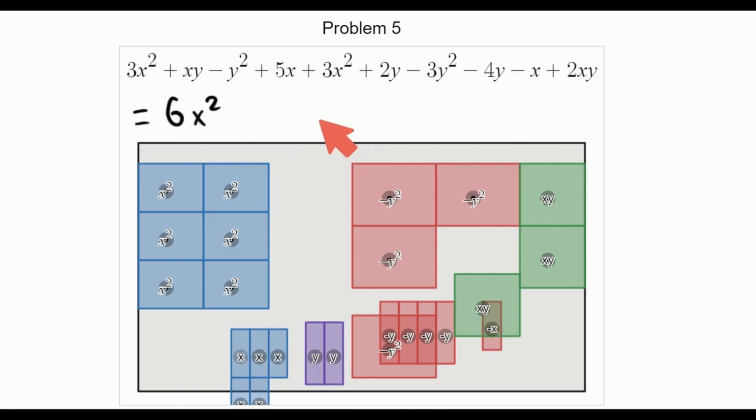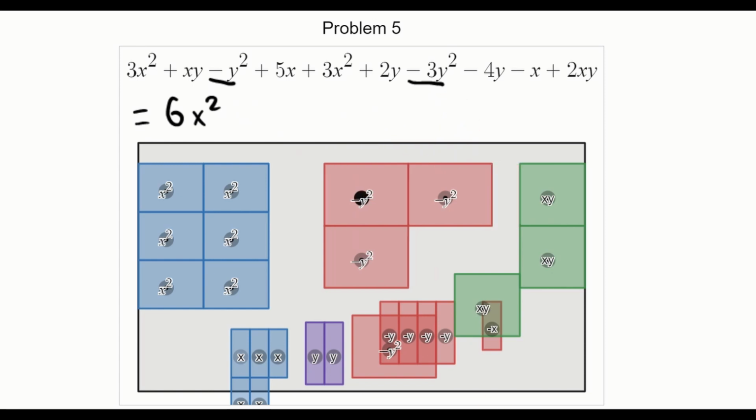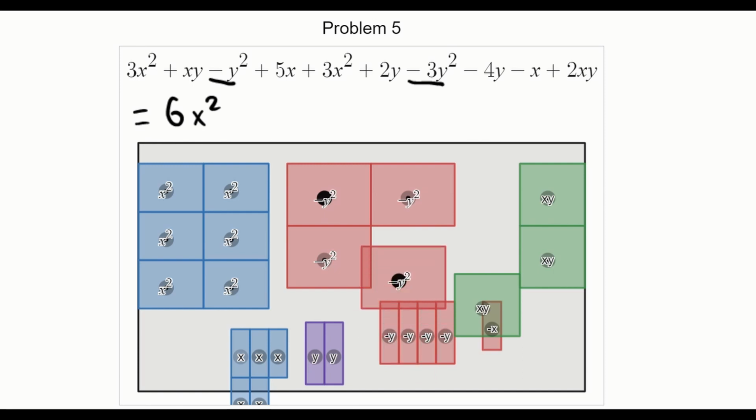Let's go and deal with our y squares next. We have a negative y squared and we have another negative 3y squared. So what's negative y squared plus negative 3y squared? Again, since both of these are the same sign, nothing cancels out. So we have a total of 4y squared, but they're all negative, so we have minus 4y squared.